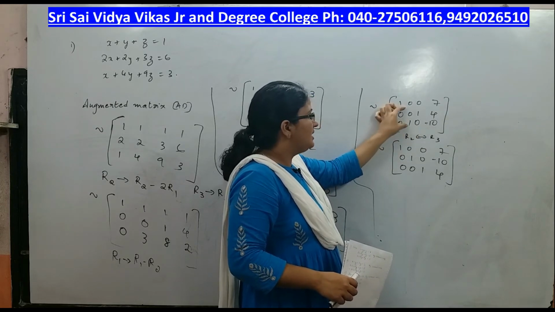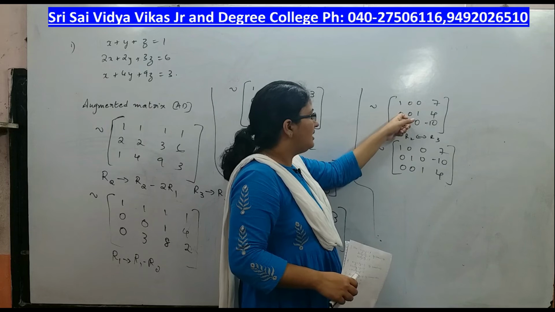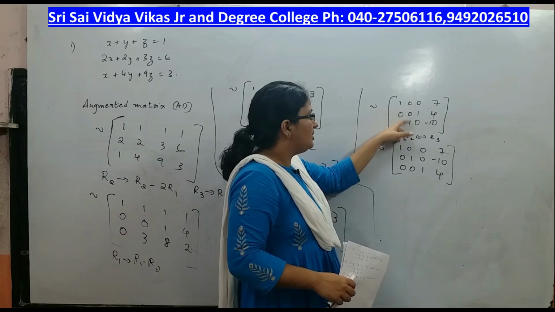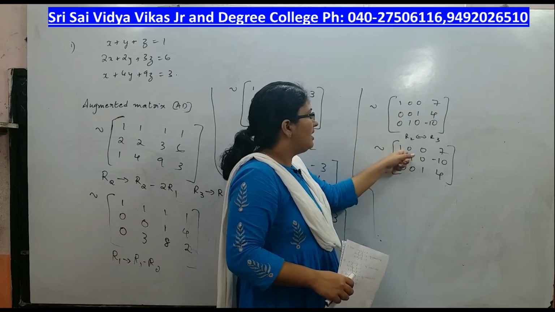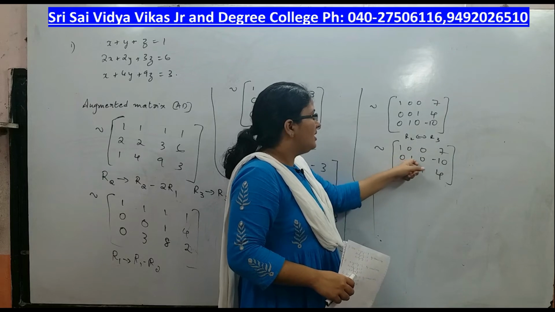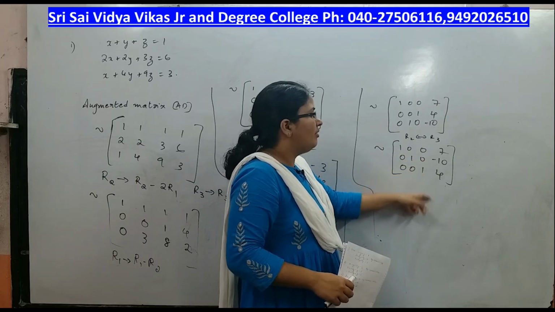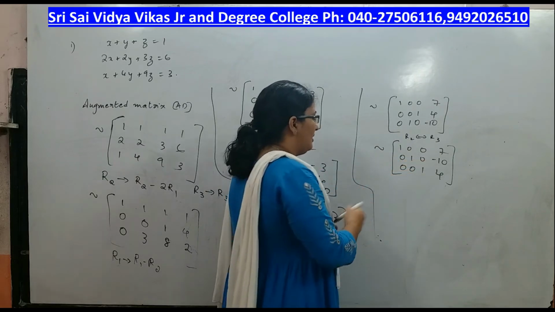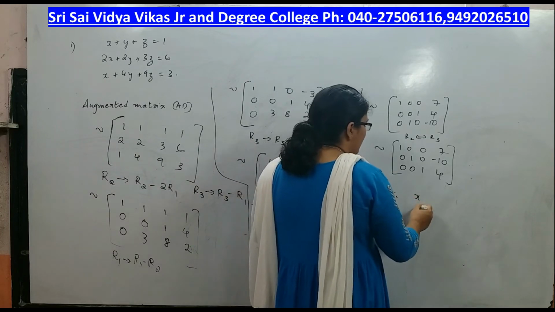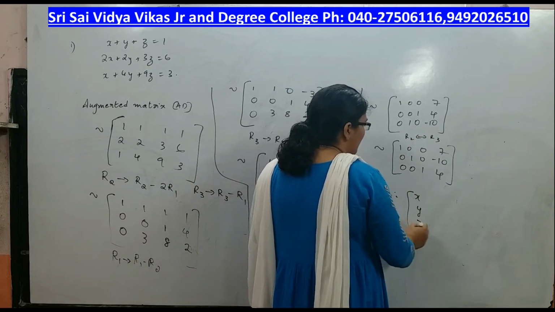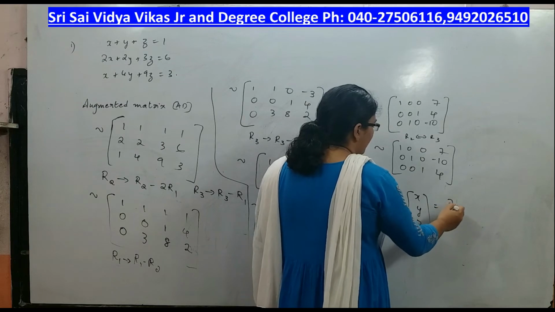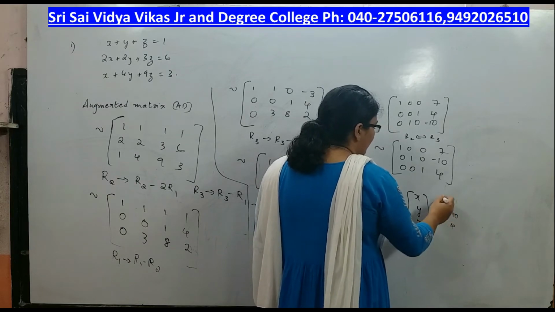Now we will interchange these two. R2 changes to R3, R3 changes to R2. We will change the positions of these. What do you get? 1, 0, 0, 7, 0, 1, 0, minus 10, 0, 0, 1, 4. So therefore x, y, z is equal to 7, minus 10, 4.